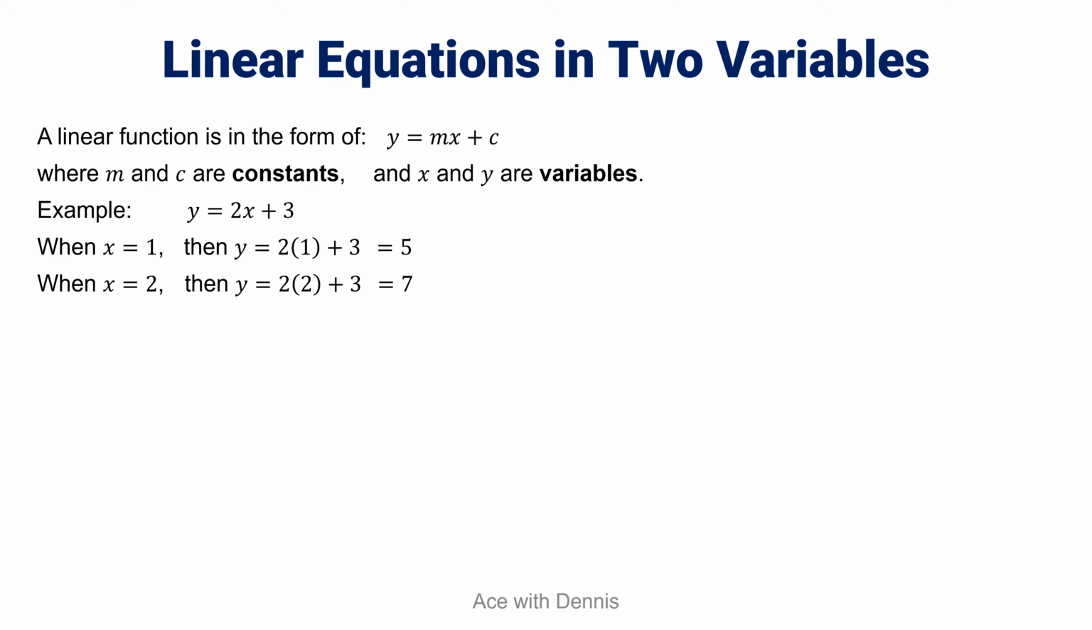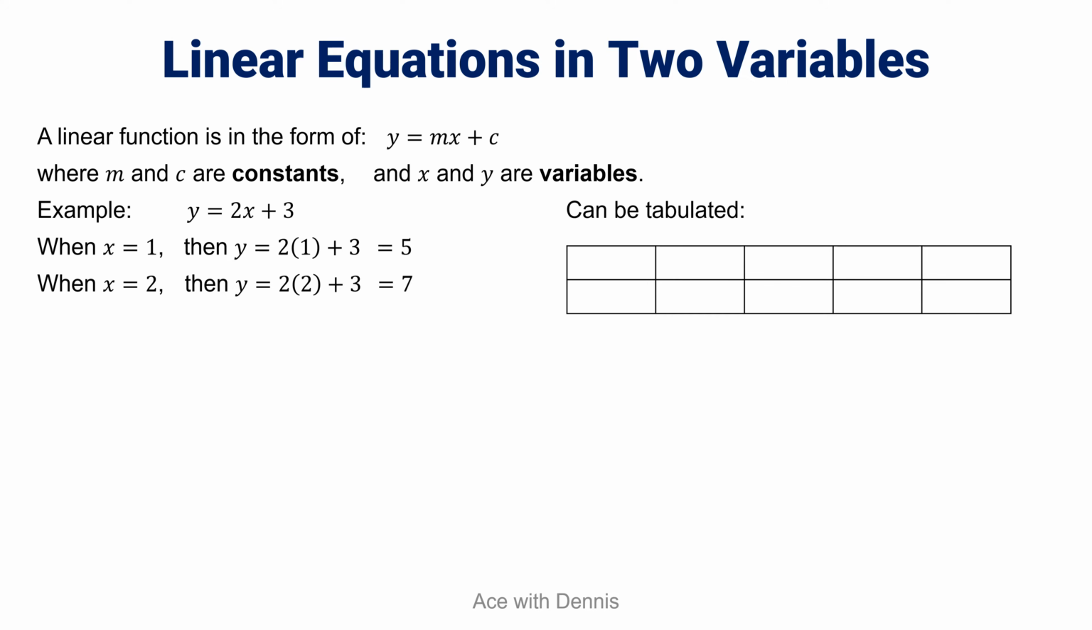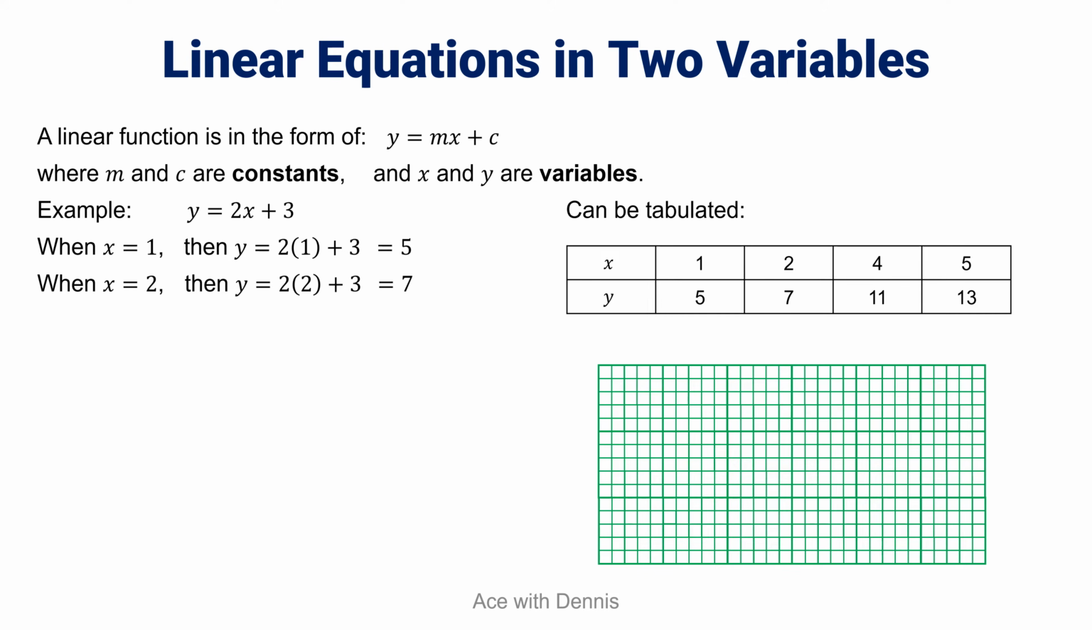Alright, we can continue to change the value of x, but to make it simple, we can tabulate it into a table where this is the x and this is the y. So let's say x equals 1, then y will be 5. x equals 2, then we calculate the y value to be 7. When x goes to 4, the y value becomes 11. When x goes to 5, the y value becomes 13. Now we have all the values of x and y here. We can plot the graph, because this x and y will tell us the coordinates of the point.